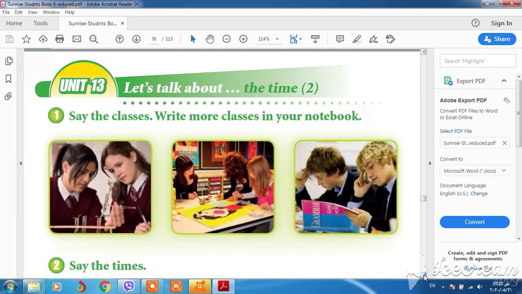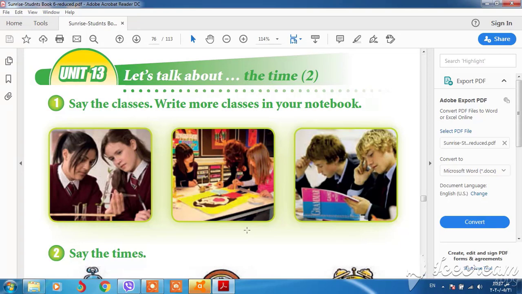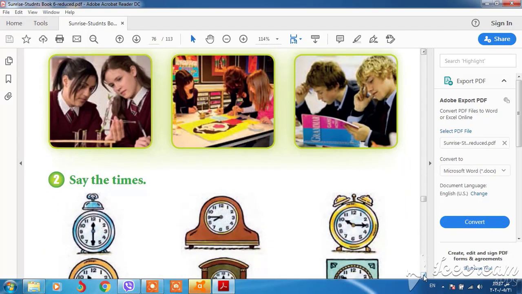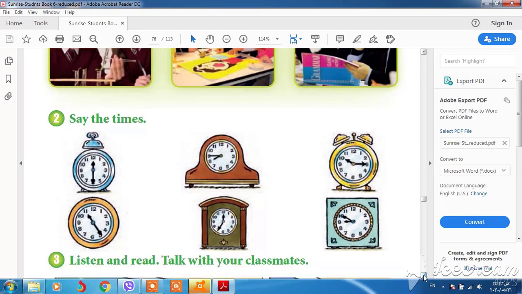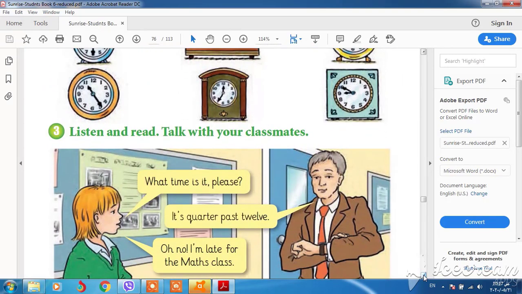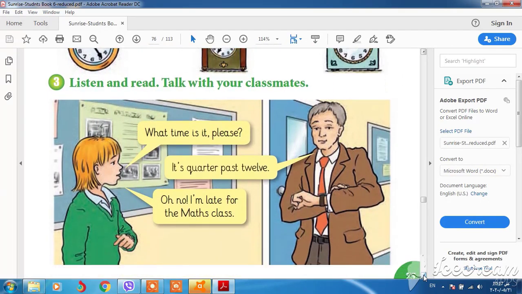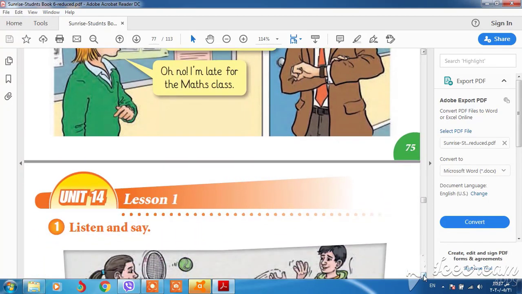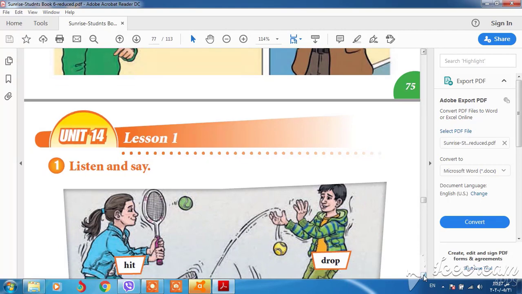Okay. And we have many pictures. It's about science lesson, and this is about art lesson, and this one about English lesson. And also it is the time. It's really easy for you. For example, what time is it? It's 12. It's 10:30, as usual and as you like.